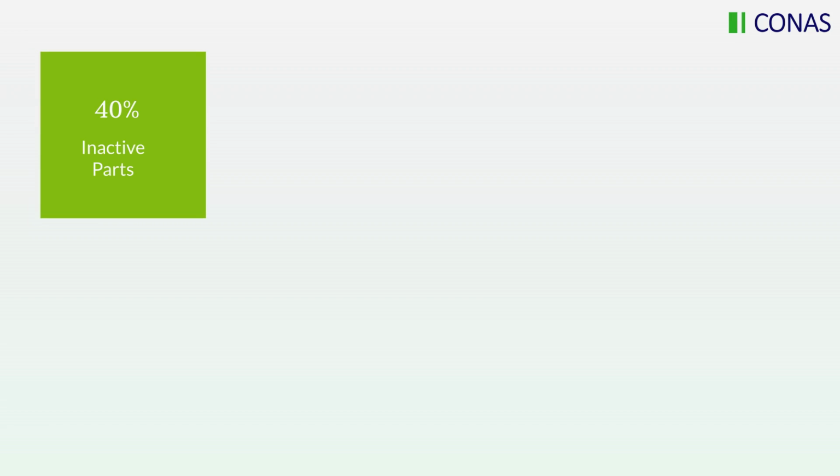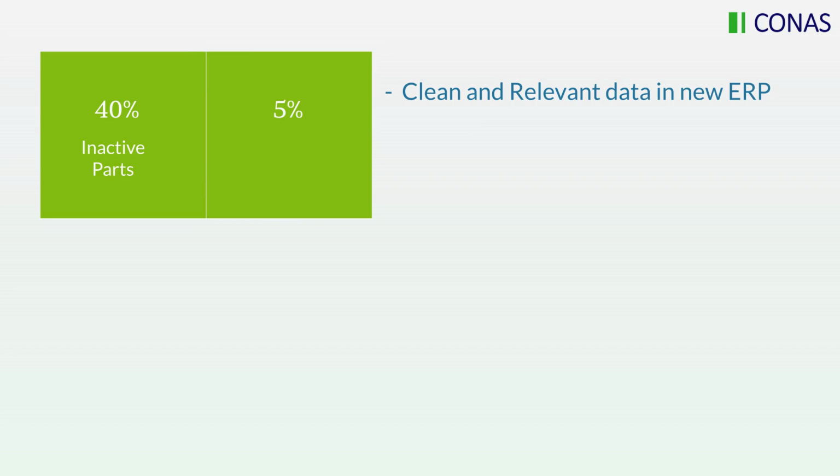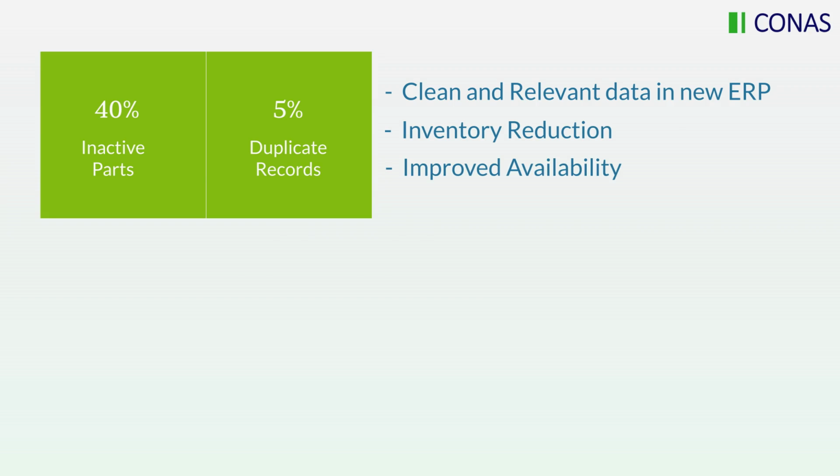What kind of results do we generally see from these master data inventory cleanup projects? First, for a mature entity, on average, we see that around 40% of the records can be inactivated or should not be migrated to the new ERP system. About 5% of the records are identified as duplicates. This is a quick win of the project. Merging duplicate records will very quickly result in inventory reduction and improved availability.